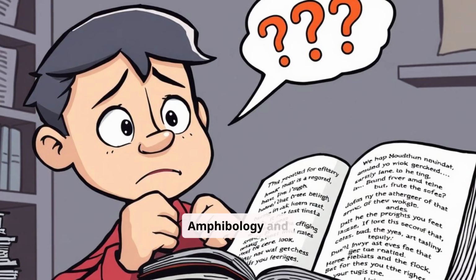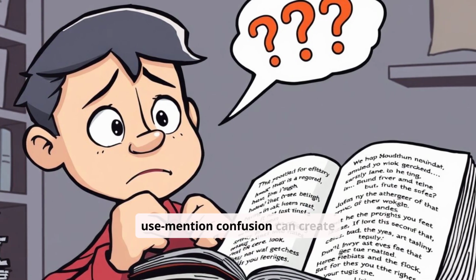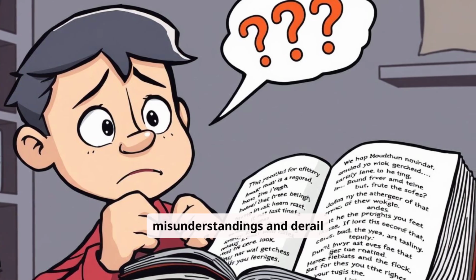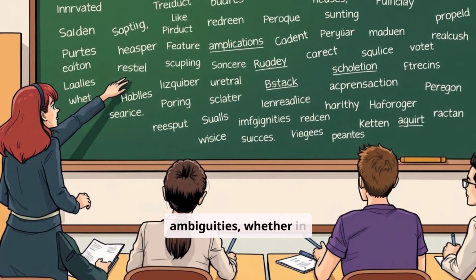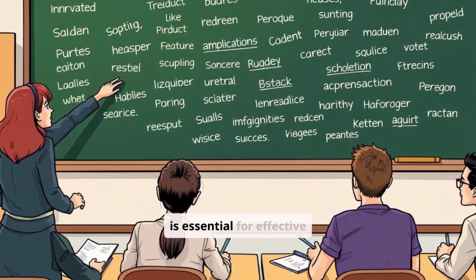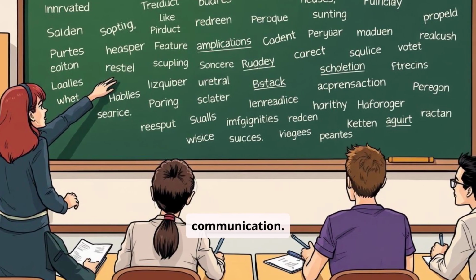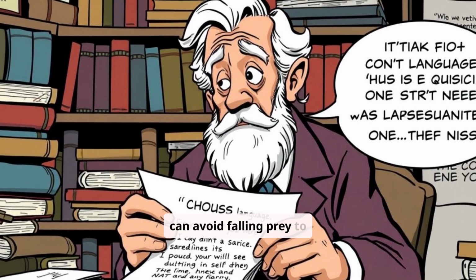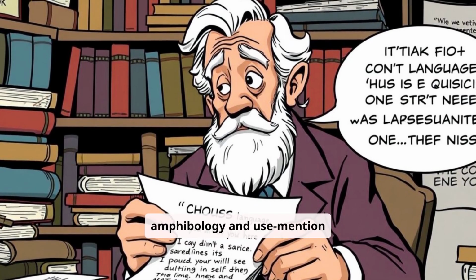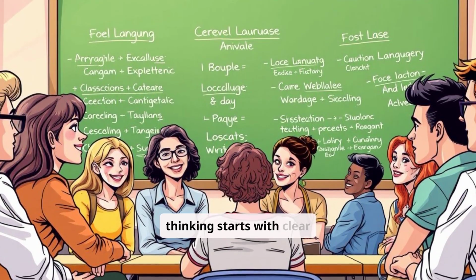Conclusion: amphibology and use-mentioned confusion can create misunderstandings and derail logical reasoning. Recognizing and clarifying ambiguities, whether in structure or semantics, is essential for effective communication. By being mindful of how language is structured and used, we can avoid falling prey to amphibology and use-mentioned errors. Clear thinking starts with clear language.